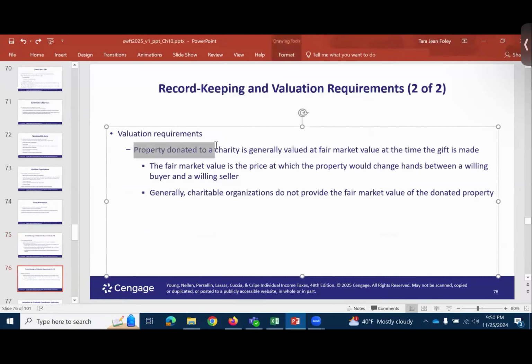Valuation: property donated to a charity is valued at fair market value on the date the gift is made. If I had a car that I bought for $20,000 and drove for 4 years, and then donated it to Cars for Kids, what's the value of the car when I gave it to them? It's 5 years old, probably $5,000. The gift I'm giving is $5,000, not what I bought the car for.